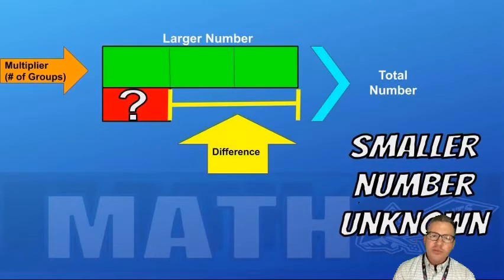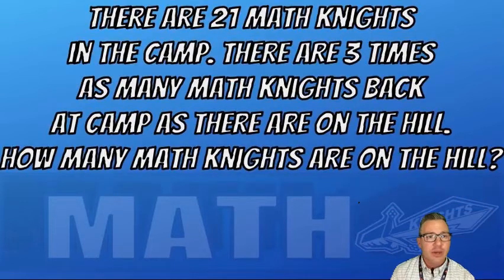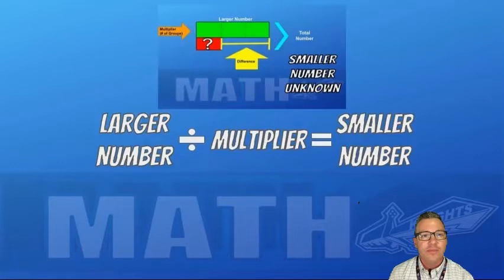But what if the smaller number is unknown? Well, then the problem may be asked this way. There are 21 math knights in the camp. There are 3 times as many math knights back at the camp as there are on the hill. How many math knights are on the hill? In order to find the smaller number, you would take the larger number, divide it by the multiplier in order to get the smaller number.